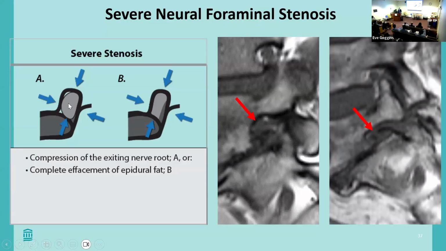There's a kind of a caveat. If the nerve looks compressed, it's still severe stenosis, even if there's like a touch of epidural fat left in the neuroforamen. So in this one, the nerve is flattened, but there's a touch of epidural fat, it's still severe. In this one, it's flattened and there's complete effacement of the epidural fat, so severe.